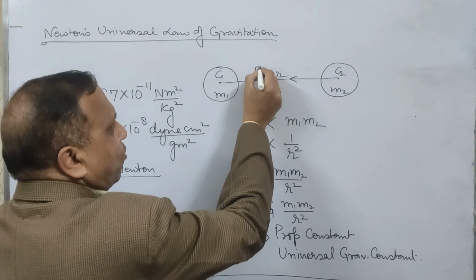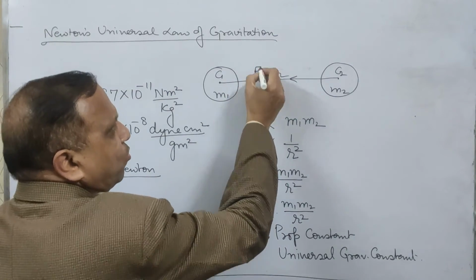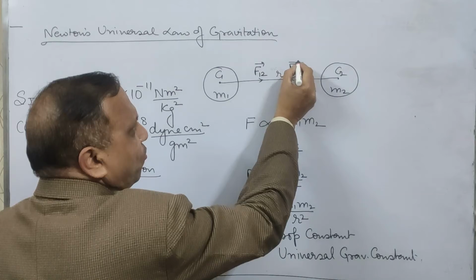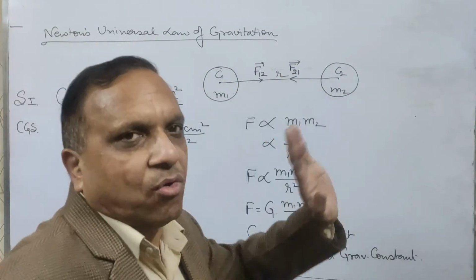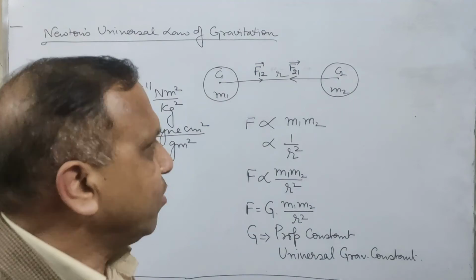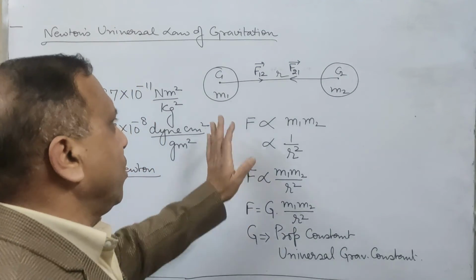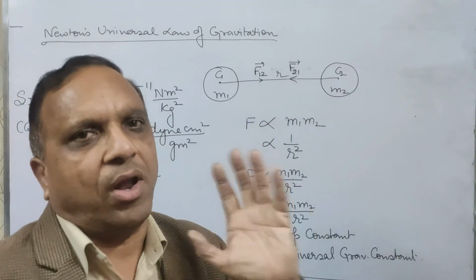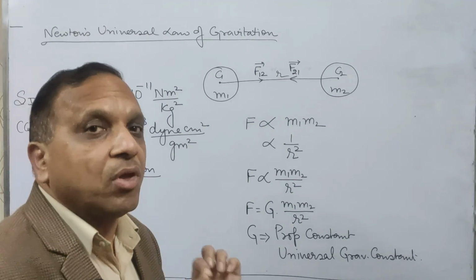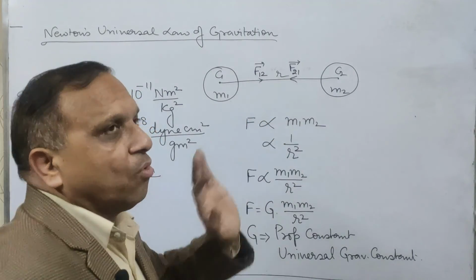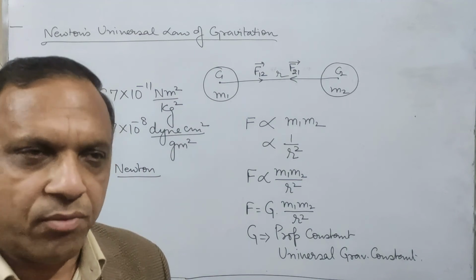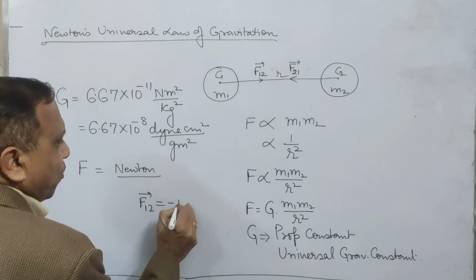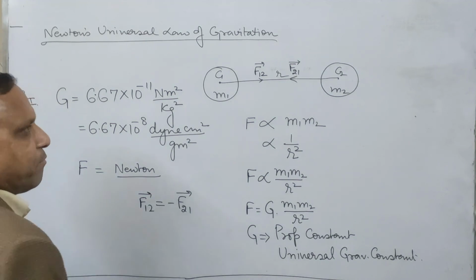Suppose it is the first body, the force F12, force at 1 due to 2, acts along this line, or force at 2 due to 1 along this line. Always the force acts along the line joining the centers of both bodies. Is it right? And both forces, the force at 1 due to 2 and the force at 2 due to 1, are always equal and opposite. So it also follows Newton's law of motion. F12 is always equal and opposite to F21. Okay.